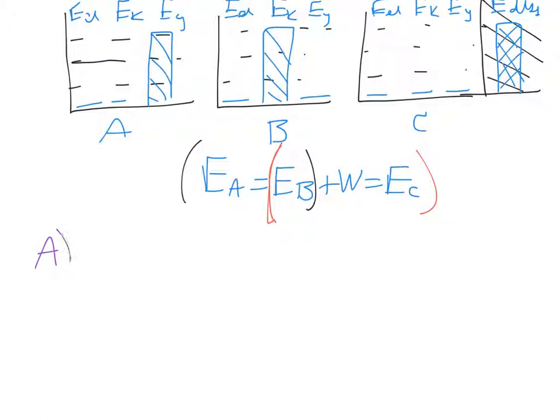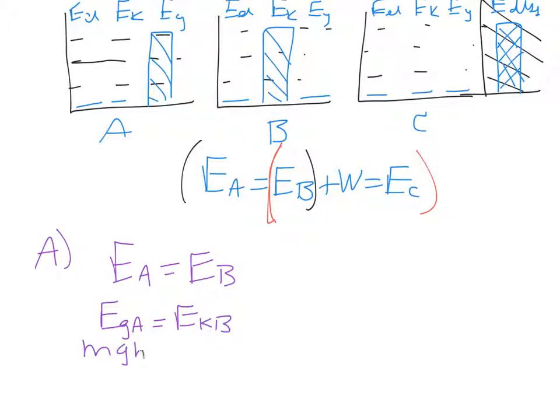So we're looking in part A. Energy at A equals the energy at B. E_GA equals E_KB. mgh at A equals 1/2 m v_B squared. Masses cancel, and get rid of the fraction. So 2g times the height at A equals v_B squared.